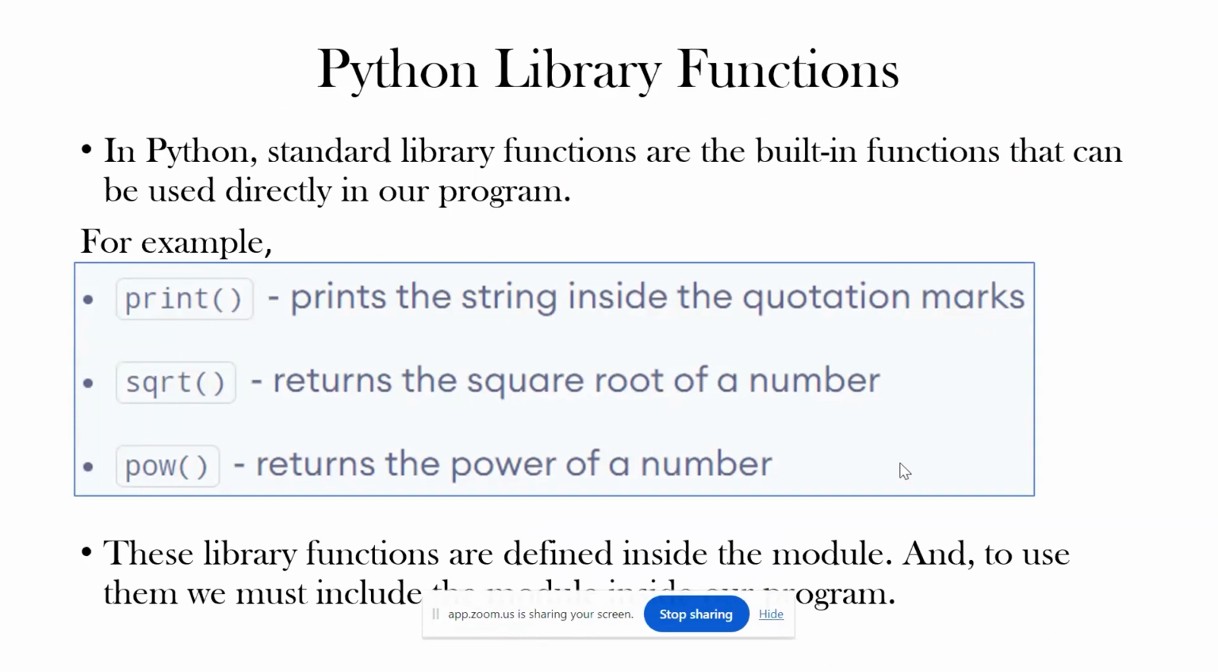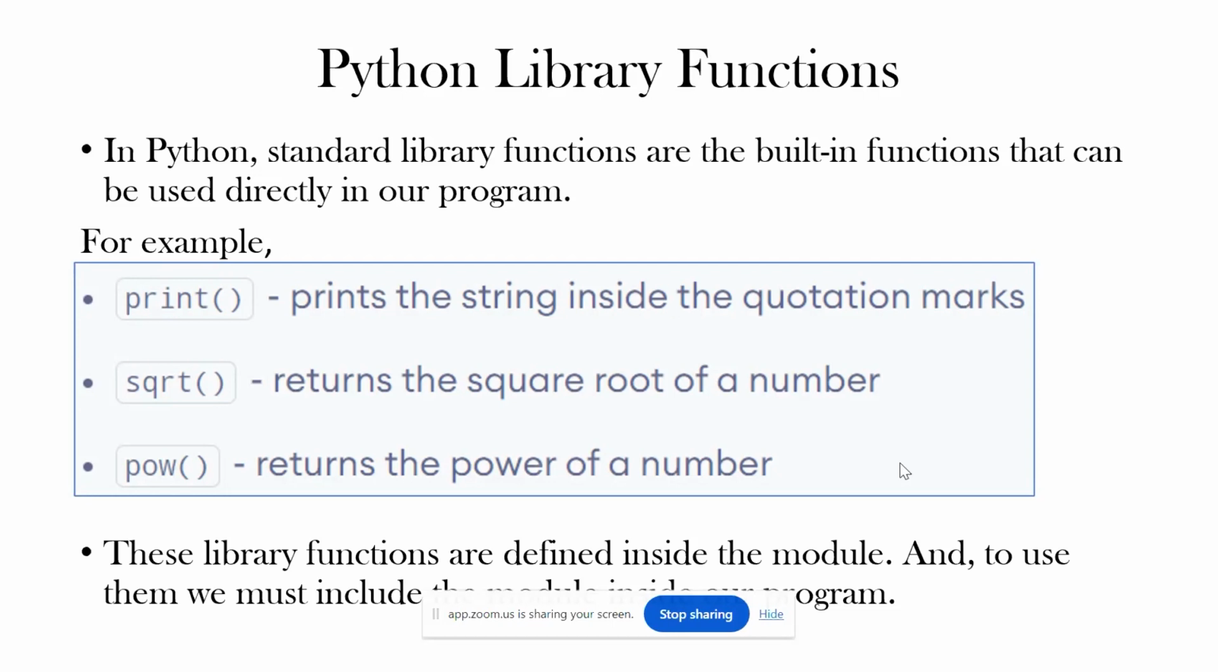In Python, standard library functions are built in such a way that they are available for users to access. An example is print. Remember, we've been using print. Print is actually a library function for Python. It's inbuilt. We didn't write the code to tell the computer how to do the print. So print prints the string inside the quotation marks, like we've seen. Another example is the square root function, which is sqrt. It returns the square root of a number.